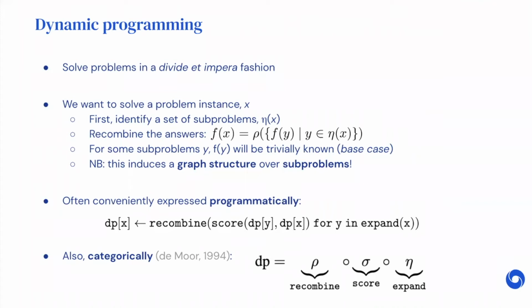Like you have problem X, all the problems that it's immediately related to are linked to it with some kind of computational edge. And in practice, you don't just continue recursing forever. A well-defined dynamic programming algorithm will always eventually reach a subproblem Y for which you will know the answer trivially, and that's called a base case. And then you can start from the base case in a bottom-up manner to compute the answer to the problem. And you can often conveniently express this in programmatic form, like the one I have in the middle of this slide here. Okay.